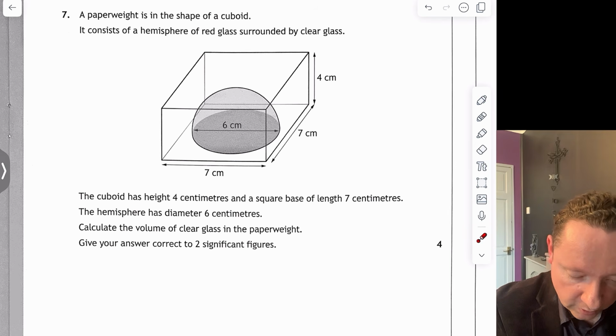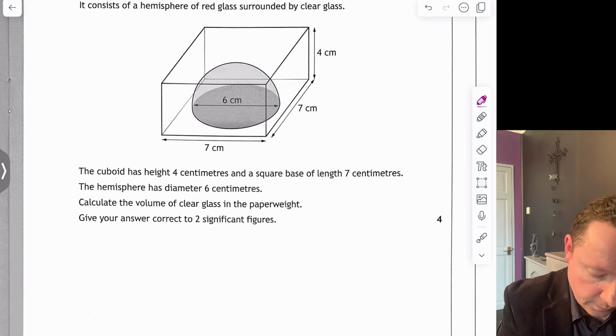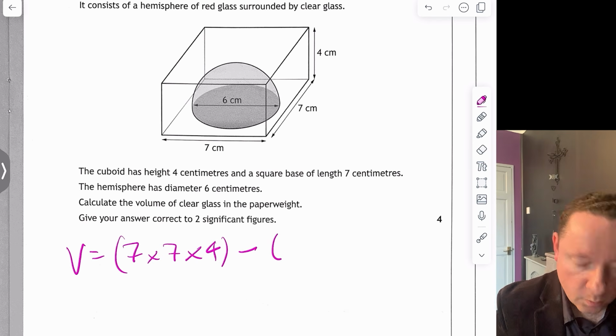So obviously the hemisphere takes up some space. So I need to do the whole volume minus the hemisphere. So I've got the volume of a cuboid. So the volume is going to be 7 times 7 times 4. Hopefully you can all do that. Minus the volume of a hemisphere.